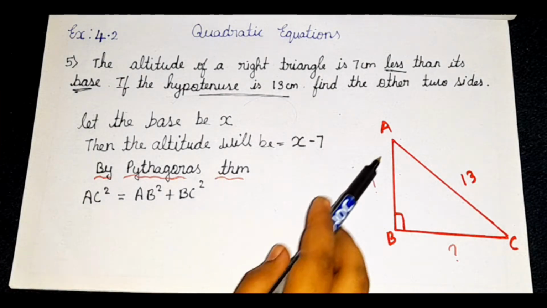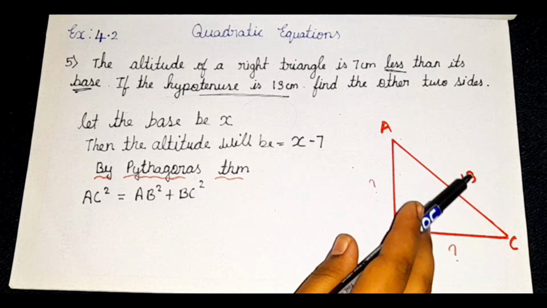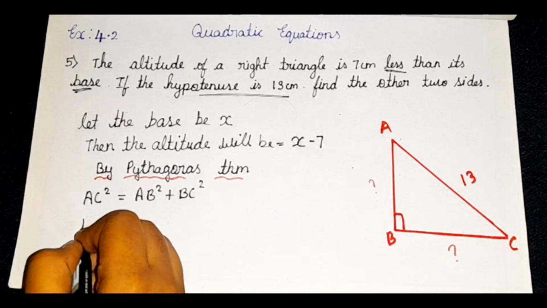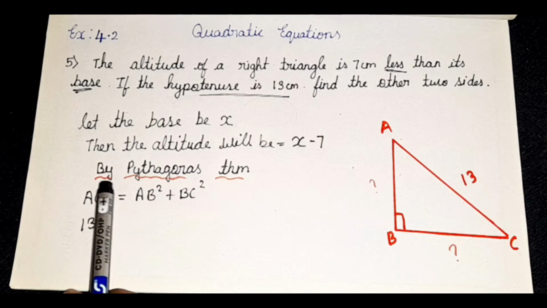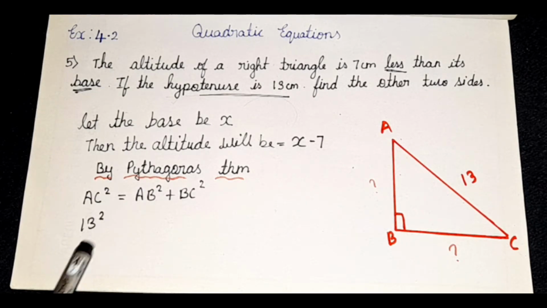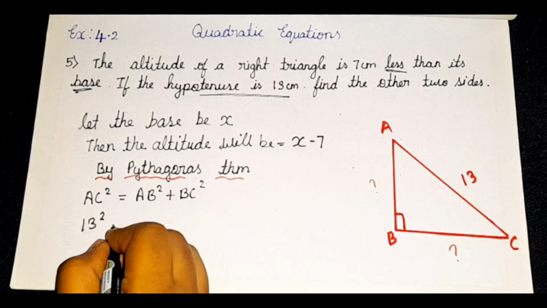So the AC square, this is the AC, and here the AC value is 13. So let us write 13 square. Here the hypotenuse value was 13, am I right? According to the Pythagoras theorem, it is AC square, so that's why it is 13 square. And now we can write is equal to AB square.